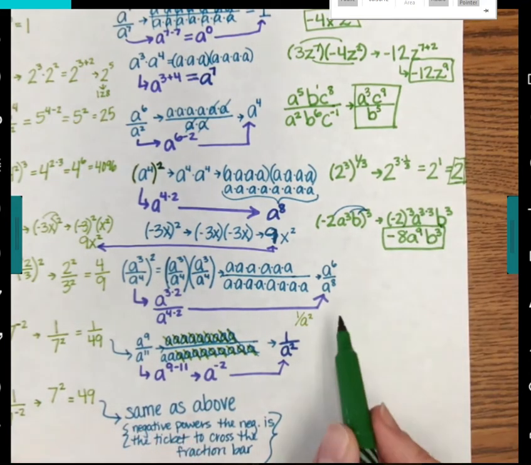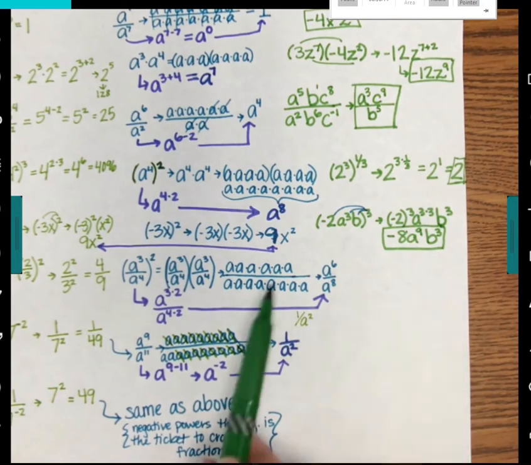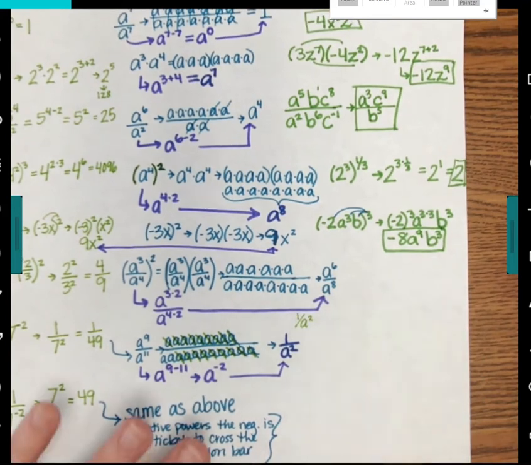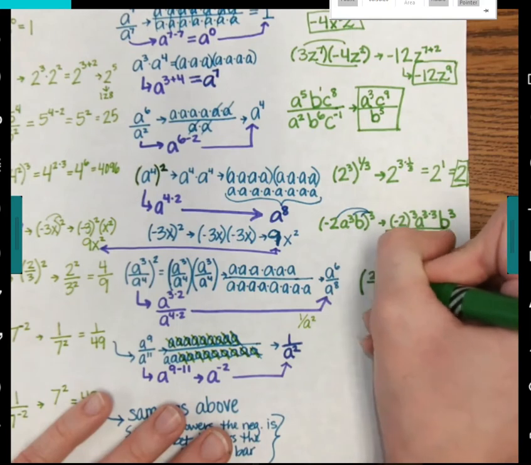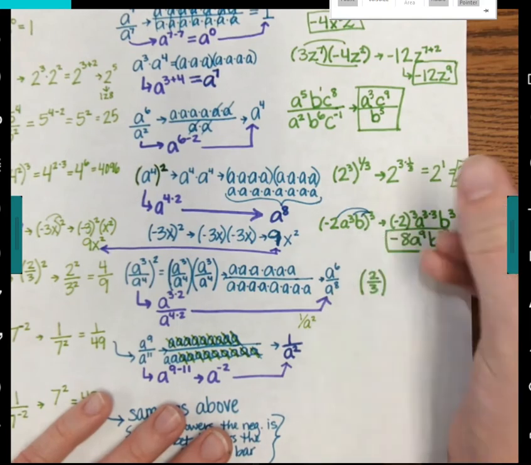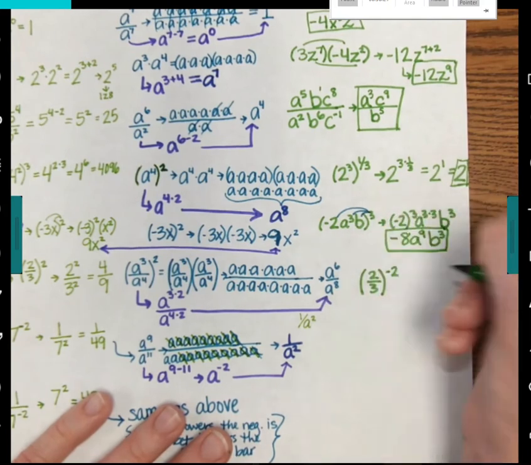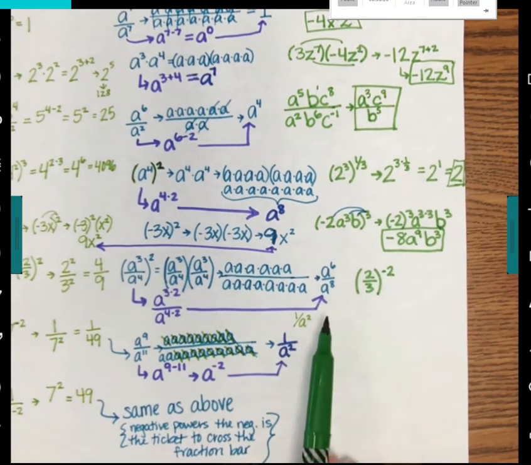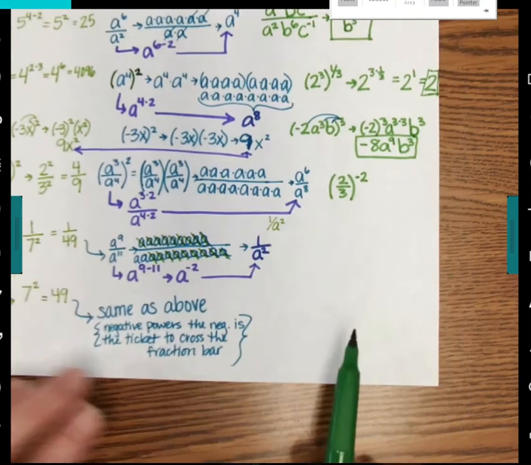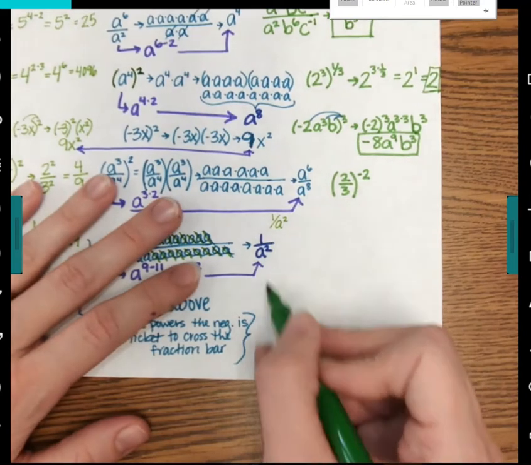Now, I'm actually going to skip and come back to this one, which I'll show you what the problem is. The problem is this, but I want to review our negative exponents before we go over this. So let's skip on down to our negative exponents, which is right here.